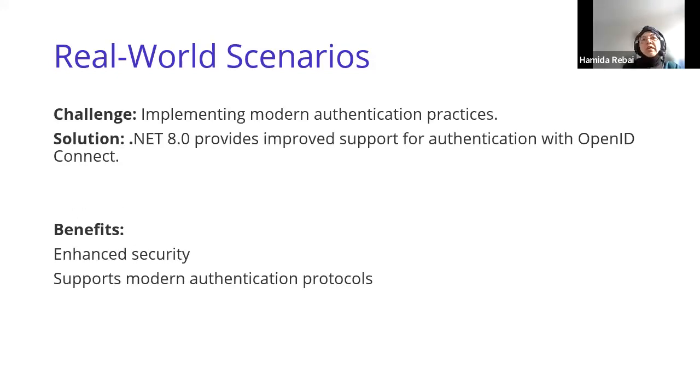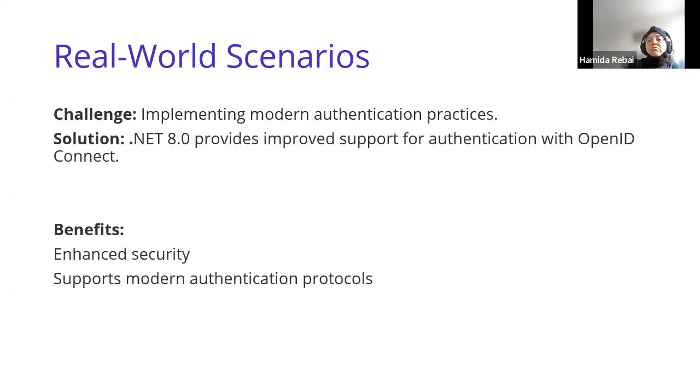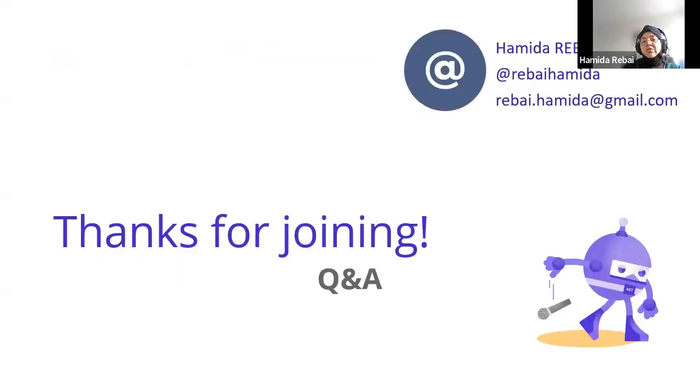Another challenge is modern authentication practices, where it provides improved support, for example, using OpenID Connect. Here is another example integrated in Program.cs, and we get enhanced security and support for modern authentication. So thank you for joining me.